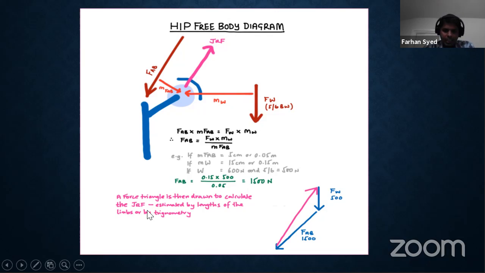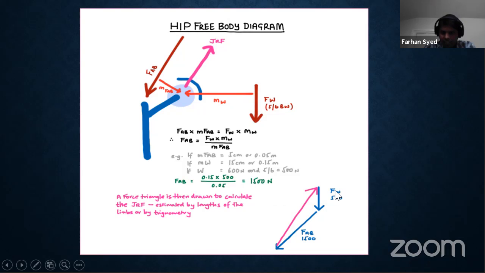Books give you 2 methods of calculating it. One is the trigonometric method. Second is the force triangle method. I would prefer using the force triangle method because it's simpler. And it's simpler for you to just draw it in exam and show the examiner that you know what you're talking about.